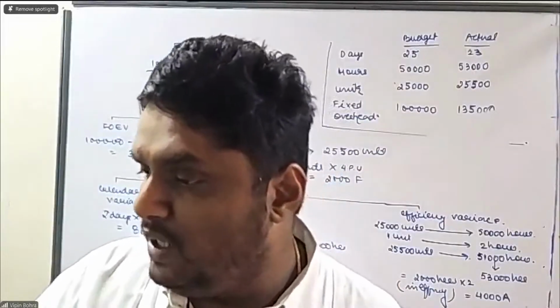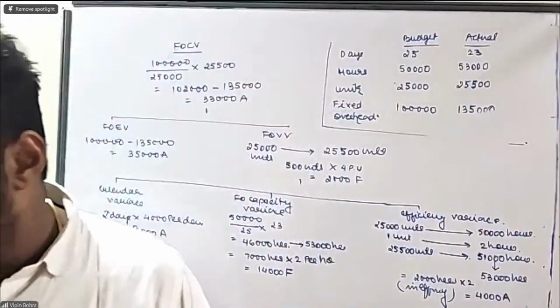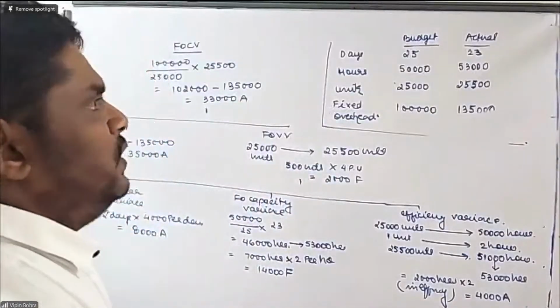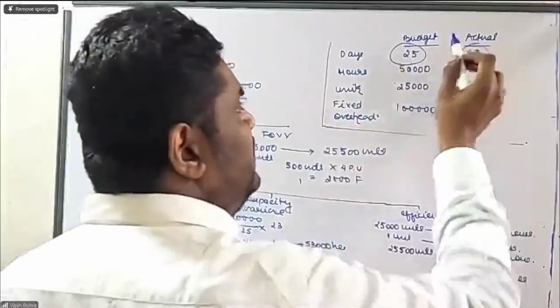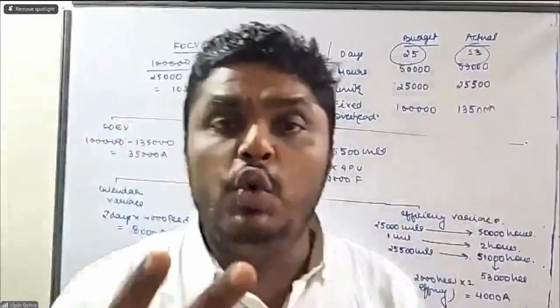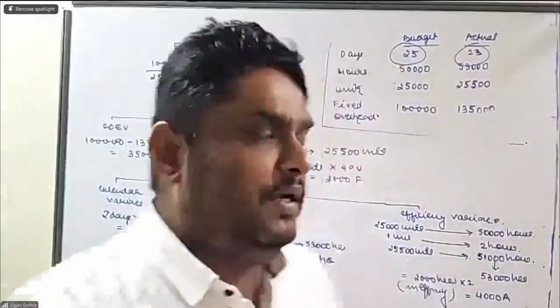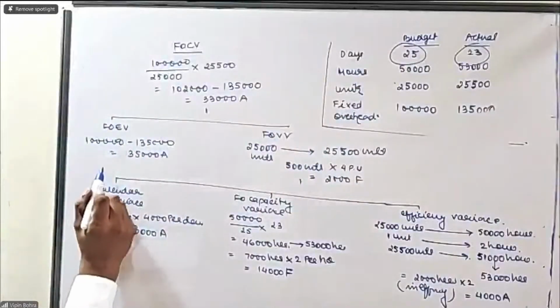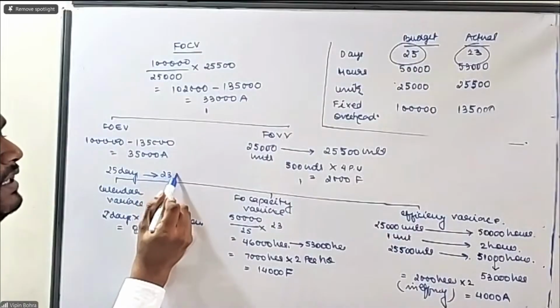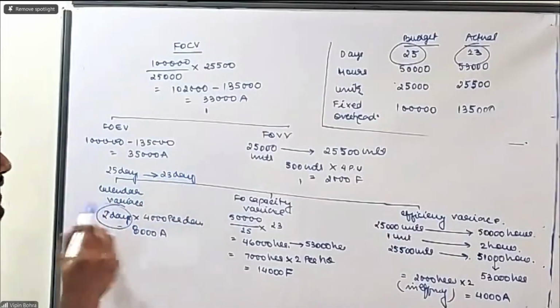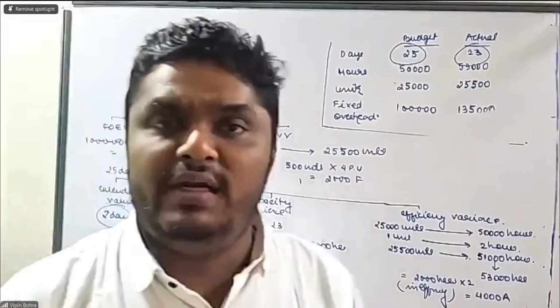Okay, Richa Kumari, sir, please explain calendar variance again. So see, Richa, 25 days we were supposed to work, but we worked for 23 days only. That is 2 days less than what we expected.